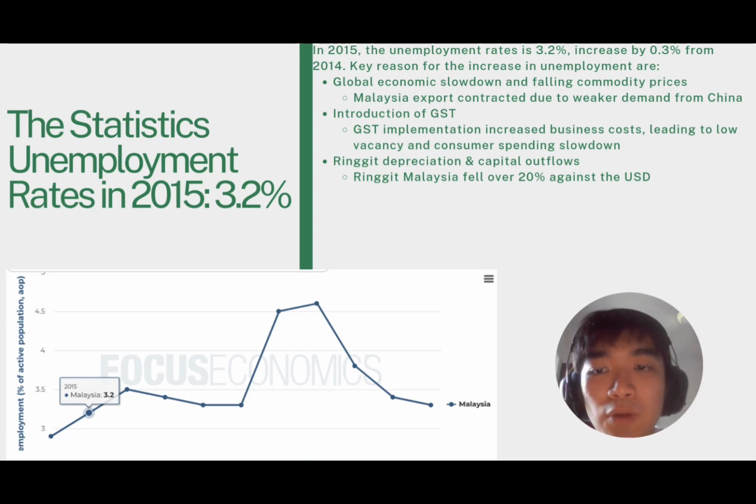The unemployment rate in 2015 was 3.2%, an increase of 0.3% from 2014. The key reasons for the increase in unemployment were the global economic slowdown and falling commodity prices. The government also introduced GST, which increased business costs, leading to fewer vacancies and a consumer spending slowdown. The Ringgit Malaysia also fell over 20% against the US dollar.